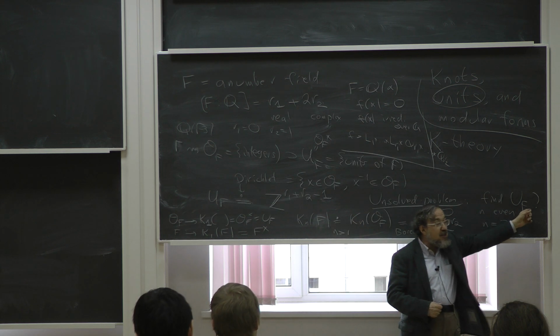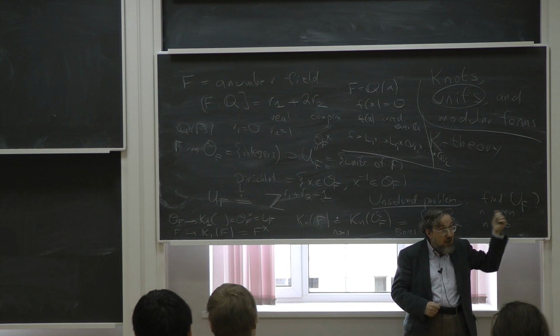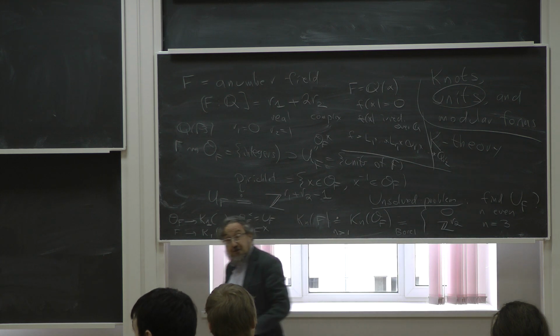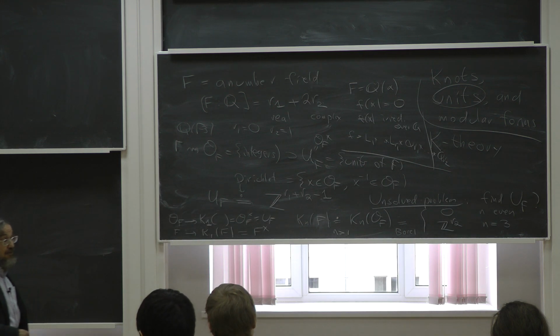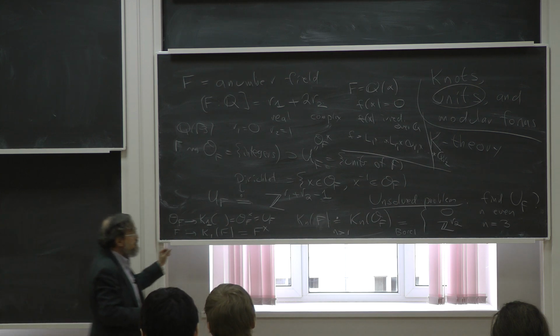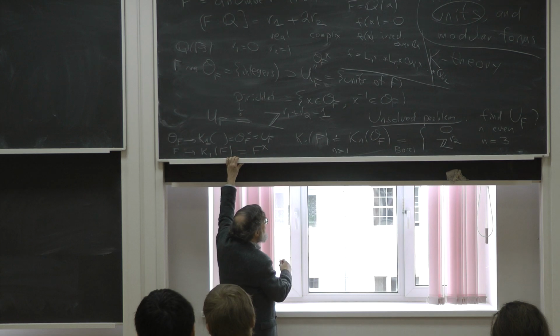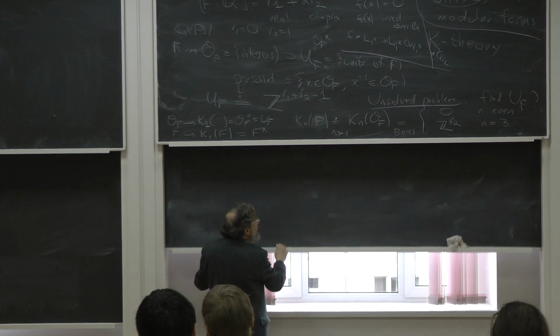Because for K1, at least we know what the units are, even if we don't know how to find them. But for K3, even the definition of algebraic K-theory is very abstract. It's some homology group of the limit of some infinite sequence of topological spaces. Even the definition is very hard.